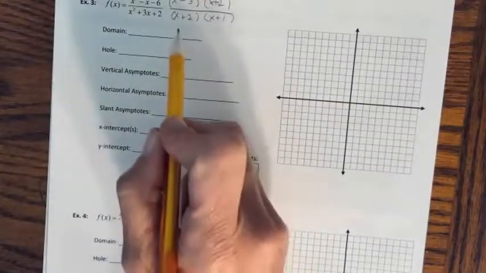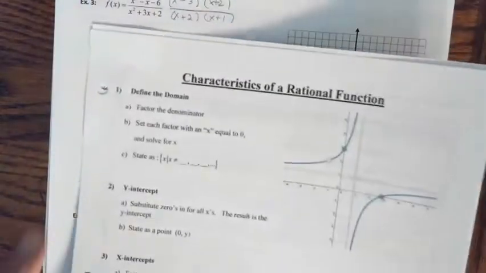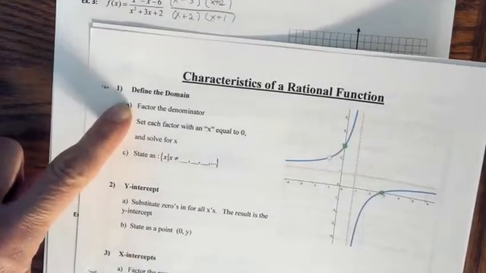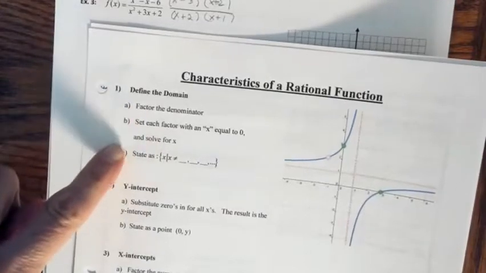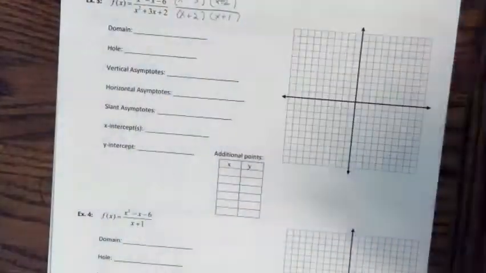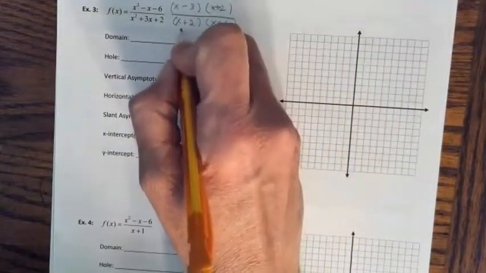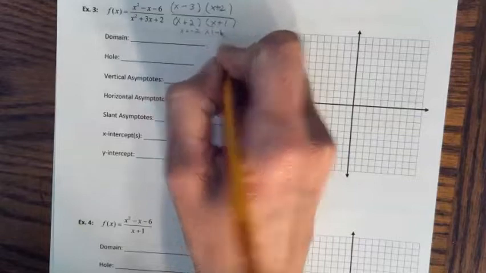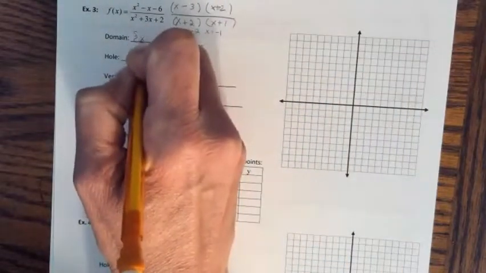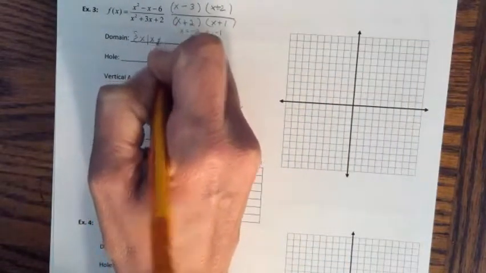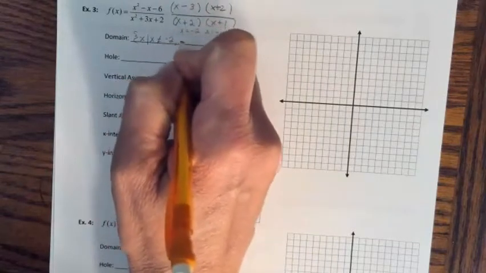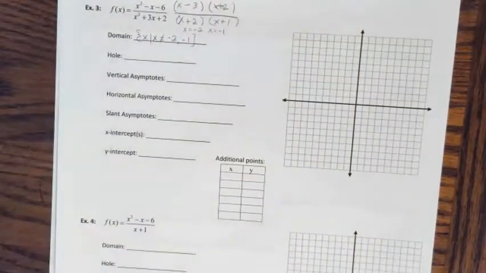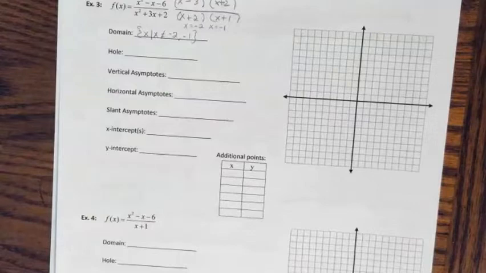So again, the domain. If you look at how to find the domain, we look at the factors of the denominator. We set each of them equal to 0 and solve for x, and then write it in this format. So that means that x equals -2 and x equals -1. So we write it as x such that x cannot equal -2 and -1. Again, the reason it can't equal that is because that would cause us to be dividing by 0.